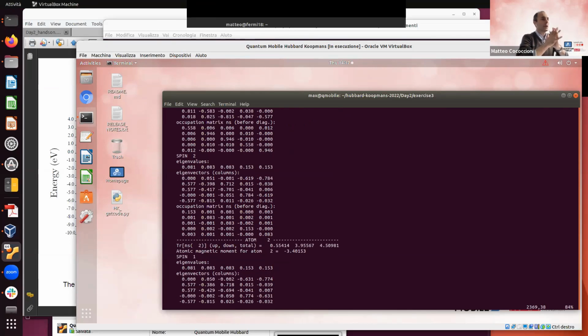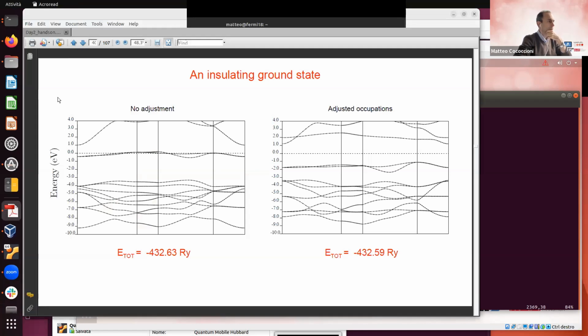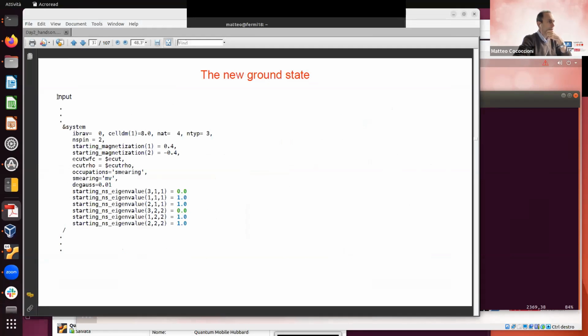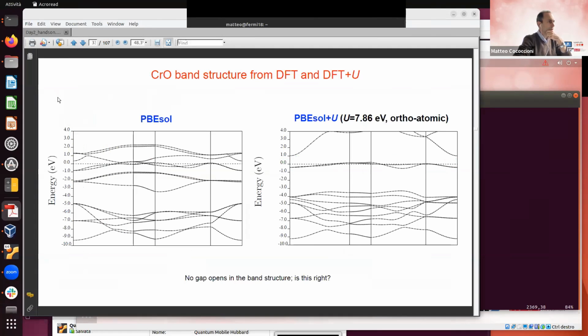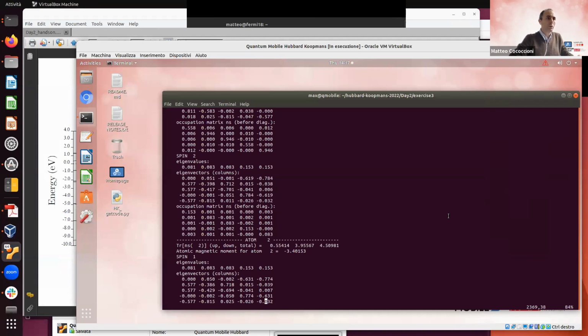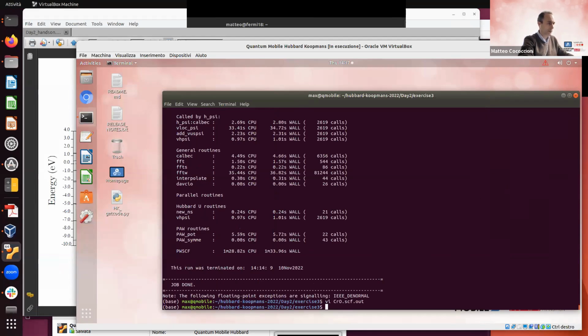Now, the band structure of this you can run as an exercise. It will give us the DFT band structure. So you will run this band structure calculation as an exercise and see if you can confirm this. Now, if you want to get an insulating ground state, first let's run a DFT plus U calculation.